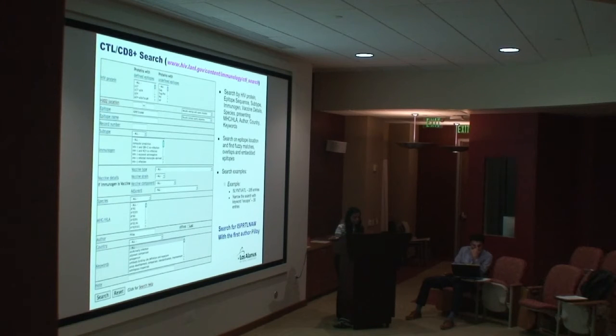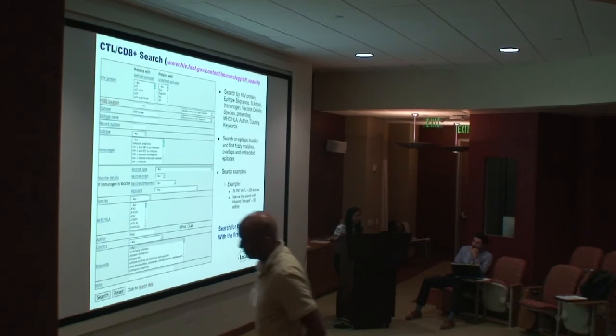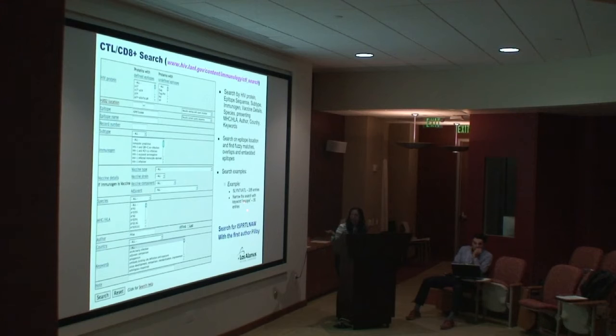So what you could do is put in, say, your favorite epitope to search for. Depending on how many entries there are, you would get different hits on it. For example, if there's a very common epitope in HIV called SL9, and you put that in, you'd have 285 entries. So you would really want to narrow that search down.